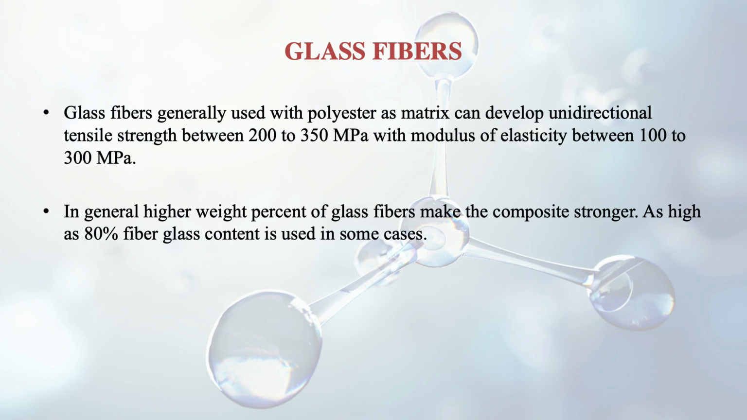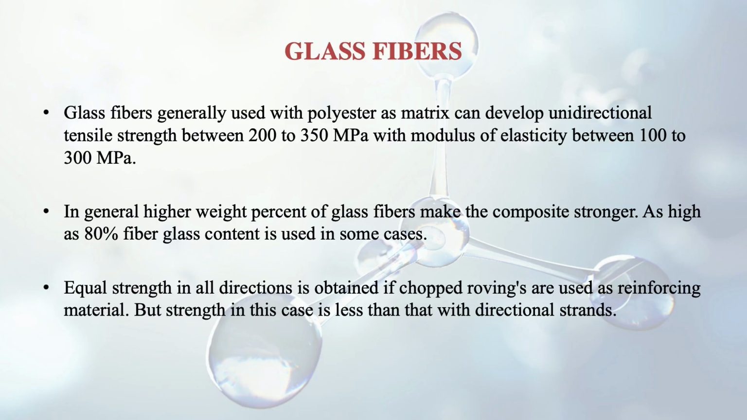In general, a higher weight percent of glass fibers makes the composite stronger, and as high as 80% fiberglass content is used in some cases. So in this case, we see that the matrix content has to be lesser, whereas the content of the glass fiber has to be in greater percentage for good strength.